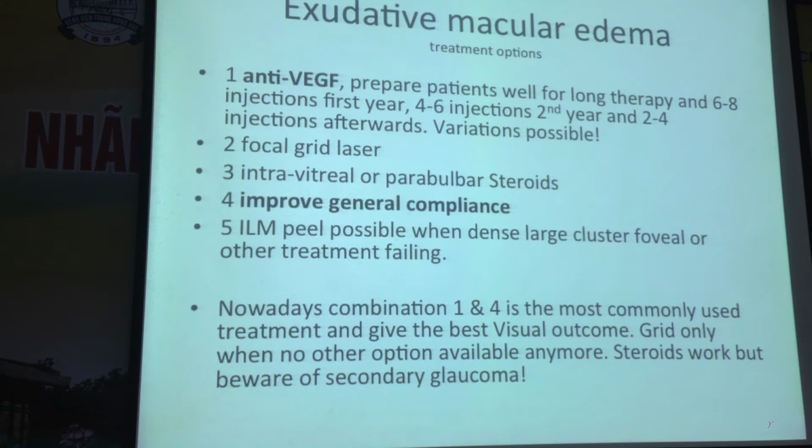Nowadays, like I said, option 2, focal grid laser, is a permanent treatment with scarring. It does leave a lot of side effects like scotomas in the central visual area, so it's not one of my favorites anymore. Nowadays, most doctors will choose either option 1 in combination with option 4 to get the results necessary. Option 2, focal grid laser, only if all other options fail.